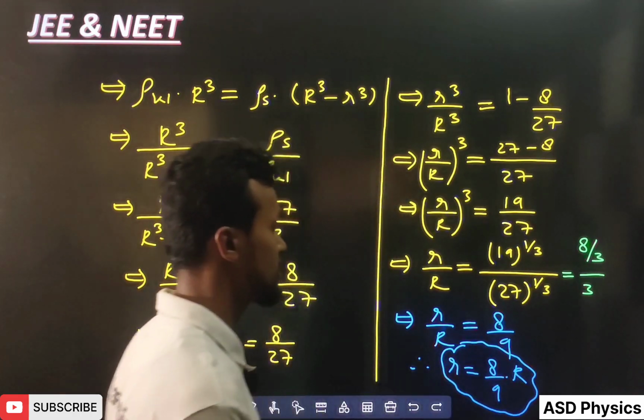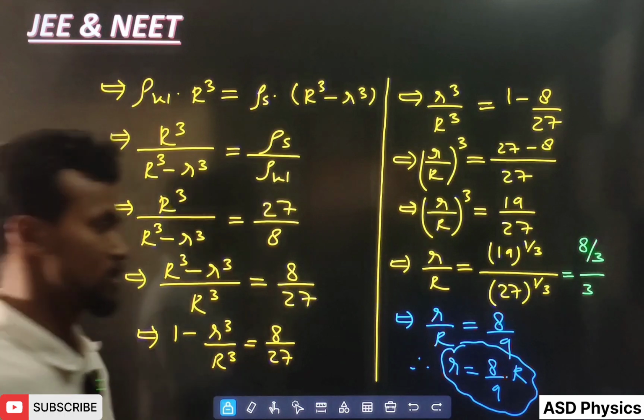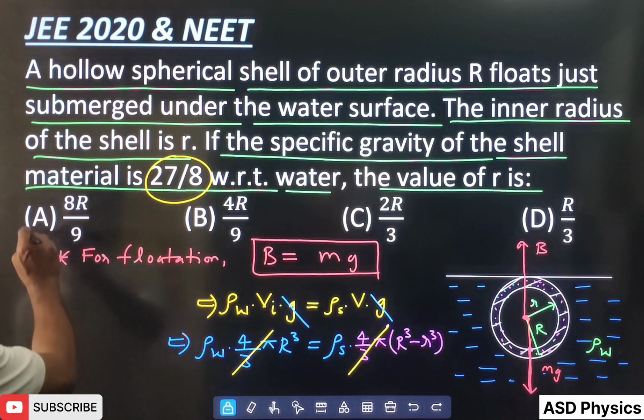Can you see very well how we have solved this question? Among the options, 8R by 9 is the correct option, option A.